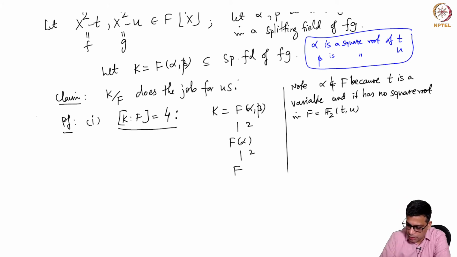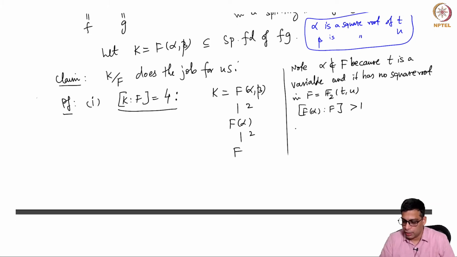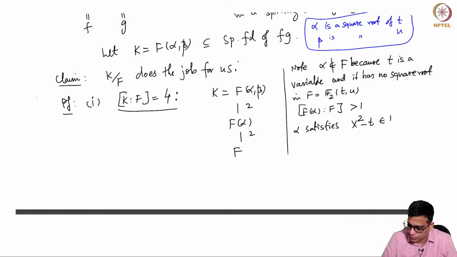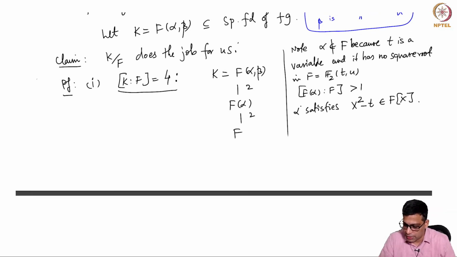That means [F(alpha) : F] is strictly more than 1. On the other hand, alpha satisfies x squared minus t, which is a polynomial in F[x]. So that means [F(alpha) : F] is less than or equal to 2, right?